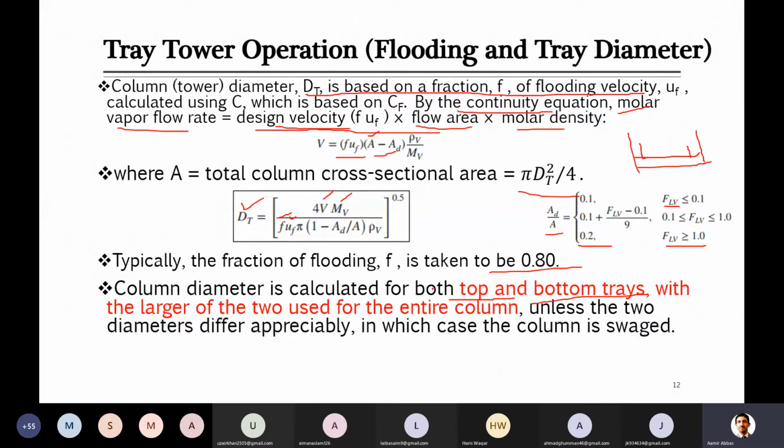So definitely these values will be somewhat different. When you have calculated these values, if they are different, the larger one is used for the purpose of calculating or designing the column, unless they are very different from each other, in which case the column will be of different size at the top and the bottom. But normally, if you calculate two different areas, and so two different diameters, you have to select the one with the larger tower diameter.